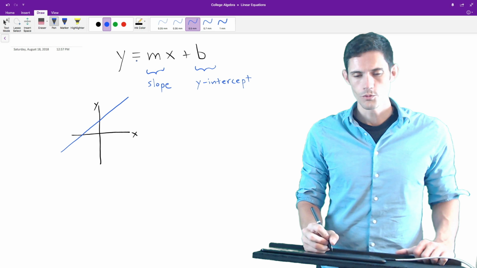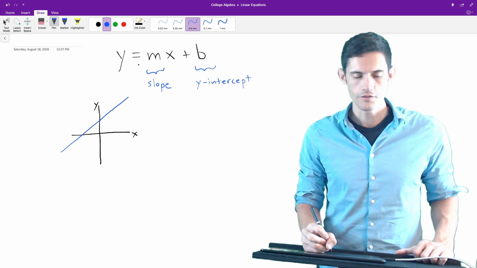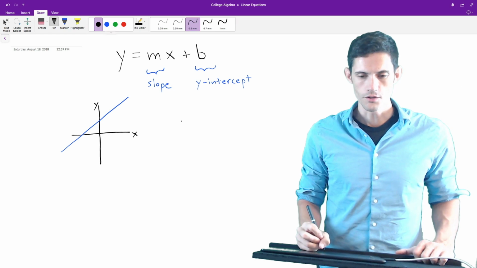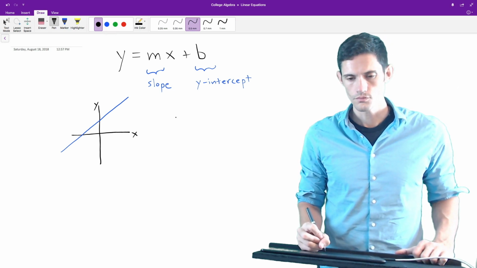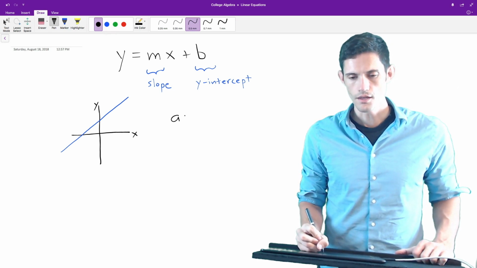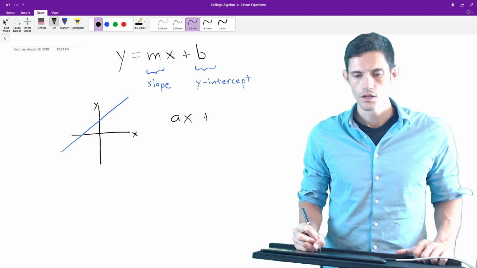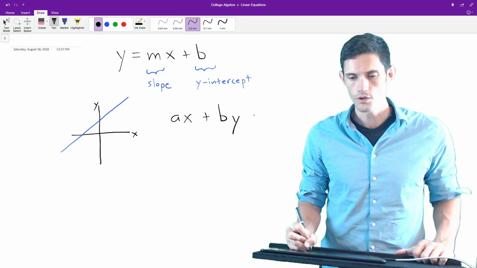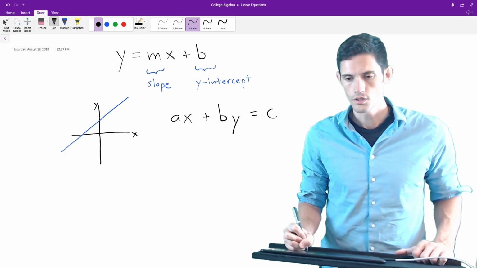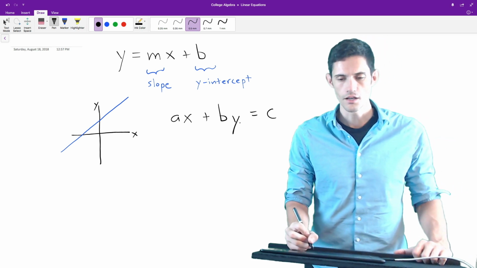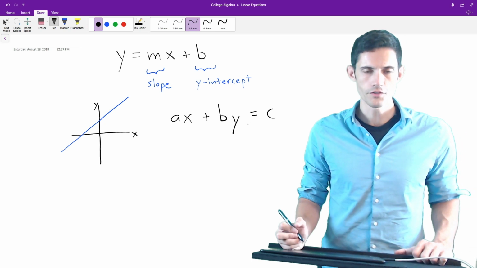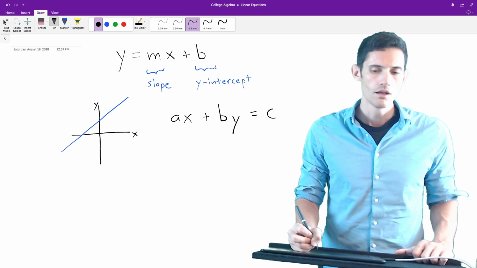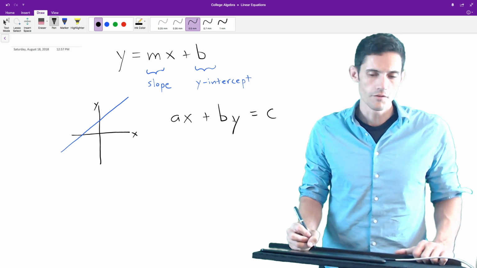One way you'll see the equation of a line written is y equals mx plus b. Another way you'll see it written is ax, where a is some number, plus by, where b is some other number, is equal to c. This is another way to write the equation of a line, but it's perfectly equivalent to y equals mx plus b. It's just more general.